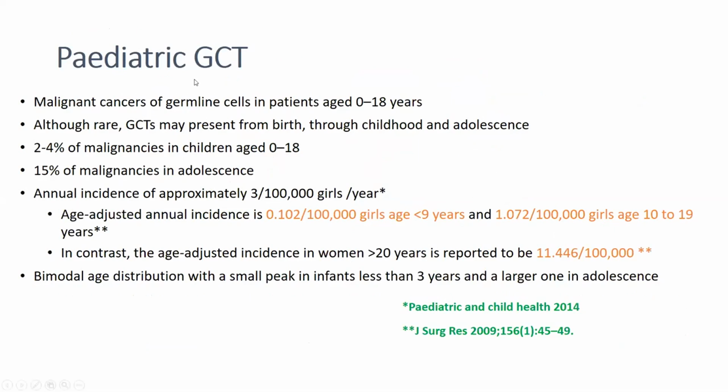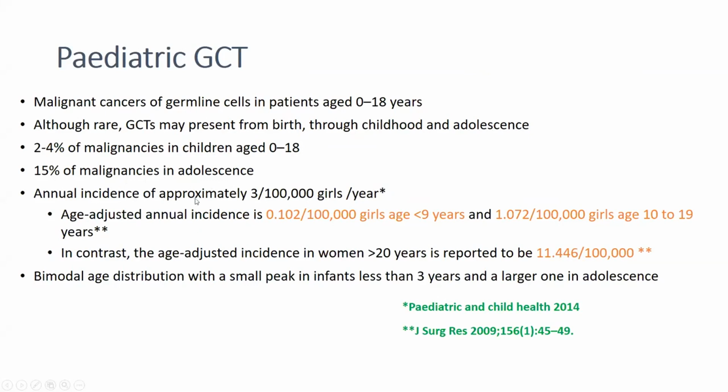Now coming to pediatric germ cell tumors, these are malignant cancers of germline cells in patients less than 18 years of age. These are rare tumors. They can present since birth, or they can develop later in childhood or in the adolescent period. In children less than 18 years of age, these malignancies constitute approximately 4% of all malignancies. As the incidence increases with age, germ cell tumors constitute 15% of all malignancy in the adolescent age group.